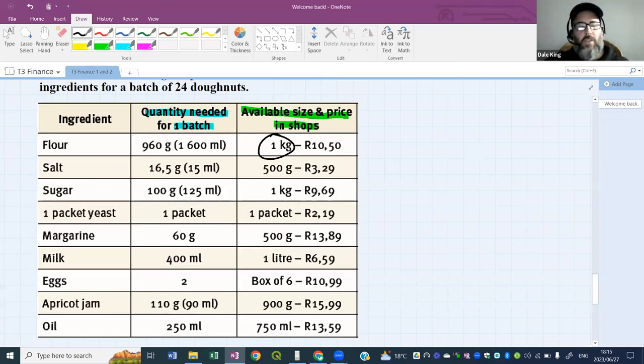Are you trying to increase this batch to make it a huge batch? That looks like what you're doing, because it's 10 and 50 for 1 kg. We don't need 1 kg. We just need 960 grams. Okay. So 960 grams is smaller than a kg. If we multiply this 10 and 50, we're going to get a lot of flour, and that's a lot of donuts.